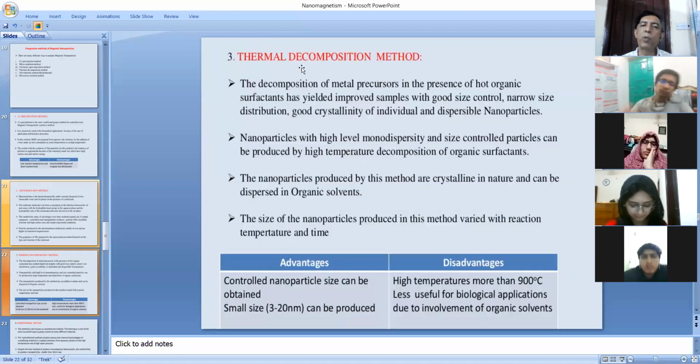And thermal decomposition, you know what is thermal decomposition. You can decompose a metal material thermally, and you will get a nanoparticle. And it has advantage that you will get controlled nanoparticle size, and it has a disadvantage that you will require a high temperature.